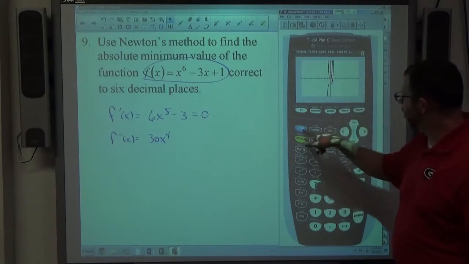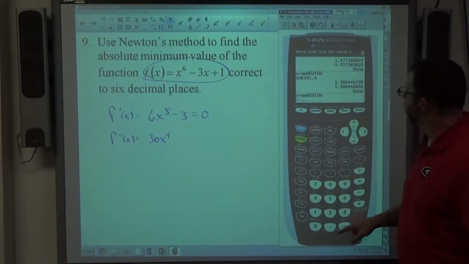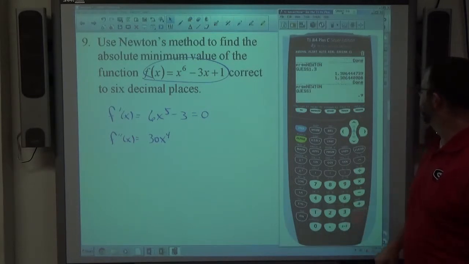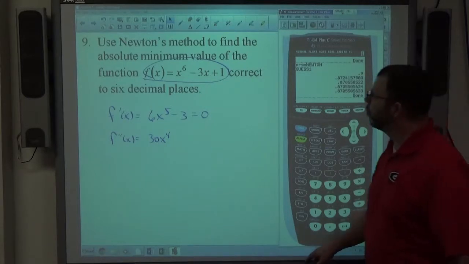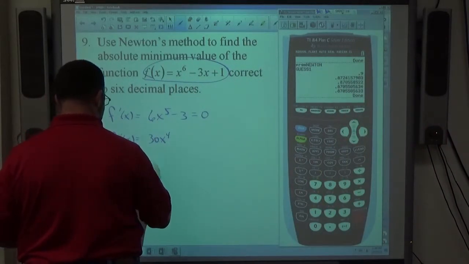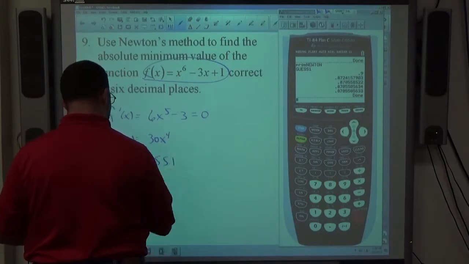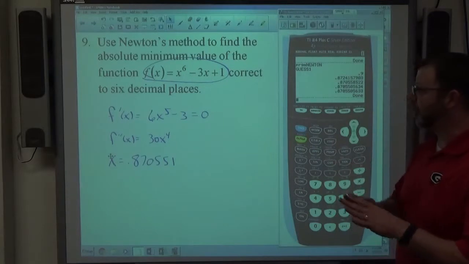I forgot to turn the second function off. So, Newton's method, run it, guess 1, see what happens. 0.870551. Right, that's the x-coordinate. What's the actual absolute minimum value?